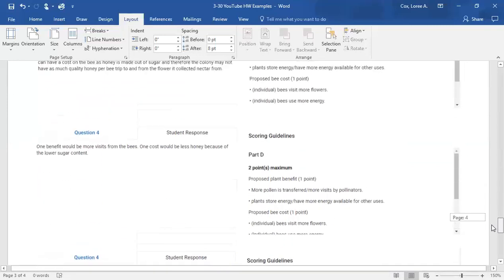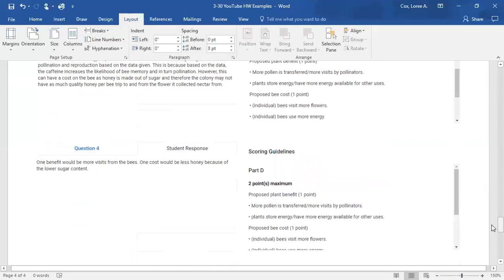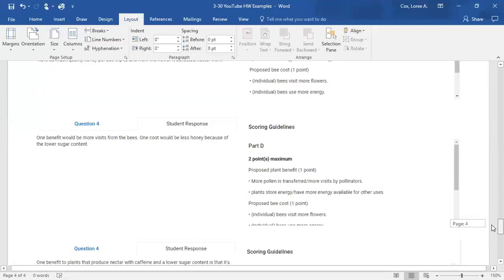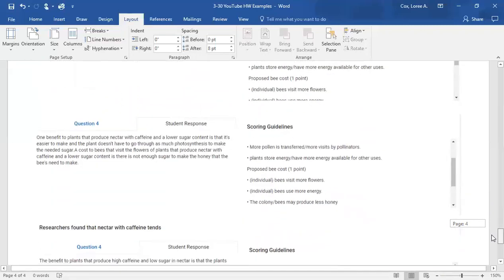Okay. All right. One benefit would be more visits from bees. That looks like that's verbatim from the scoring guide. One cost would be less honey because of the lower sugar content. First of all, the first statement doesn't tell me what the benefit is to. This person didn't earn points for anything here because they didn't tell me the benefit was to the plant. The second one, they didn't tell me the cost was to the bee. So we have two ways where specificity needs to be added here.